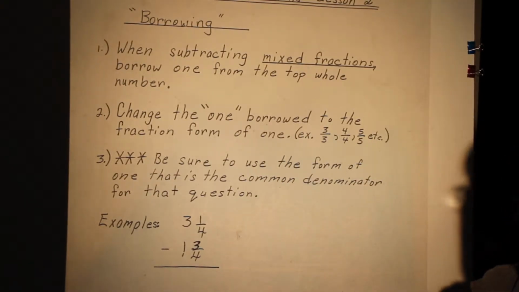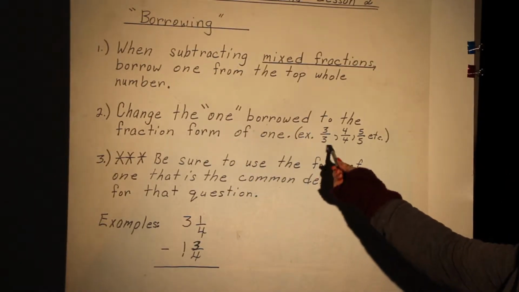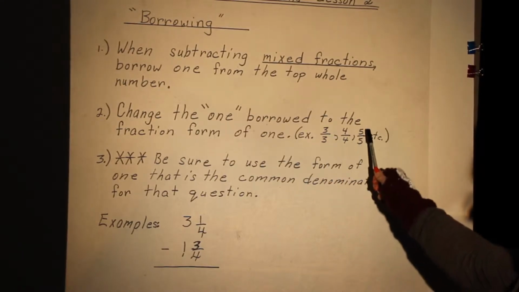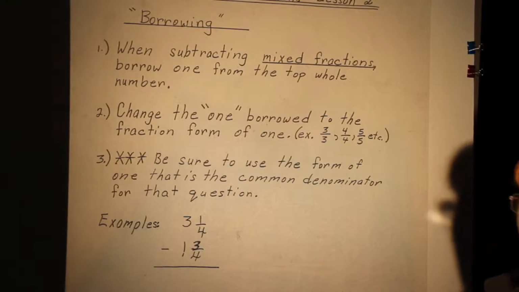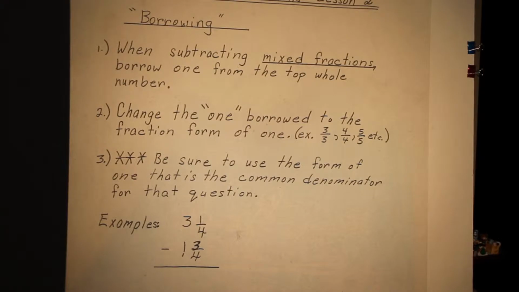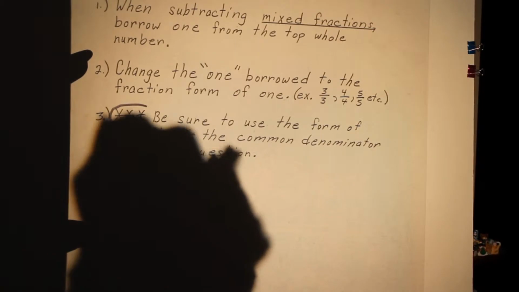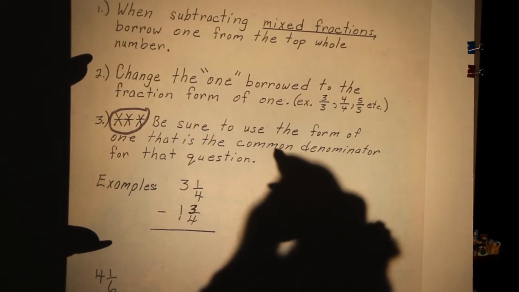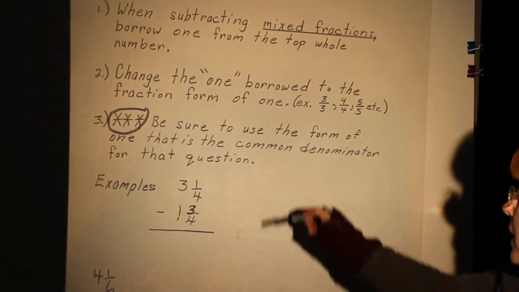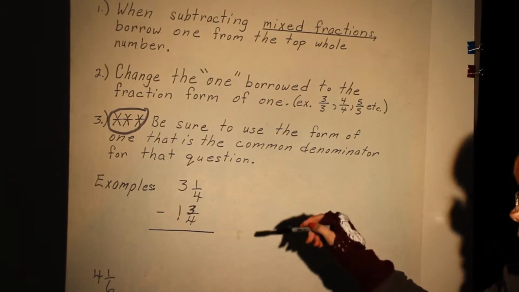And we talked about that back in lesson, I think it was 29, fraction form of 1. So we have 3 over 3, 4 over 4, 5 over 5, any possibility, 25 over 25, fraction form of 1. Now, this is the sticky part. Be sure, whatever you use, make sure that it's the form of the common denominator that's already in the question. Don't pick some other fraction form of 1 and then add to the complexity.